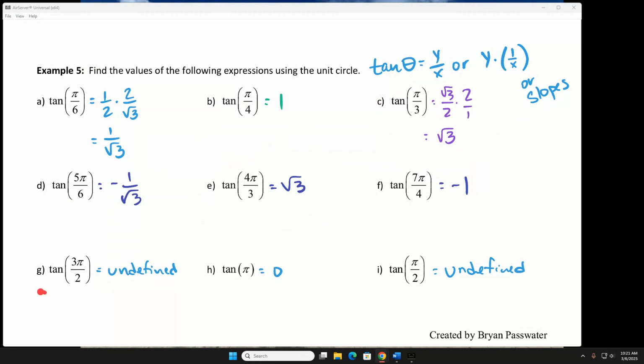All right, and then when you get to the quadrant angles, you can do the slopes, which is what I like to do, or you can do the x and the y. So if I did the x and y on G, it would be negative 1 divided by 0. Anytime 0 is in the denominator, it's undefined. What about 0 in the numerator? Is 0. And that's what happens on this one. All right, what questions do you guys have?